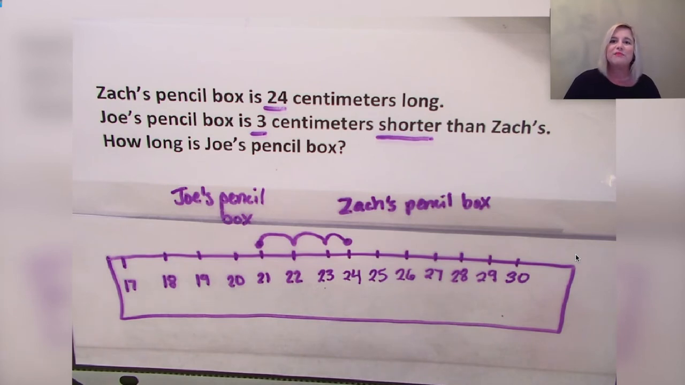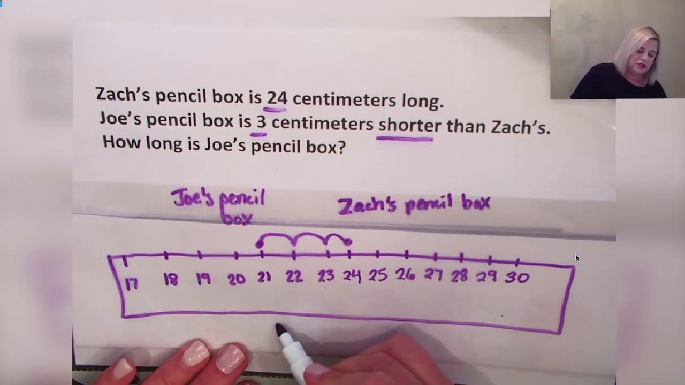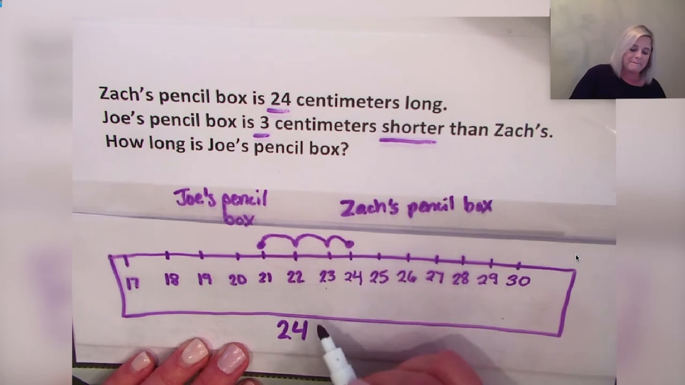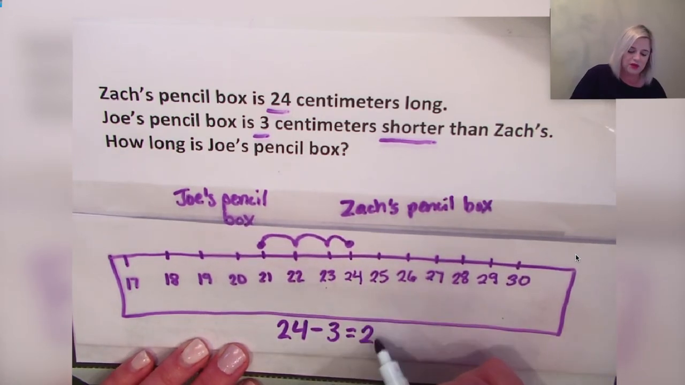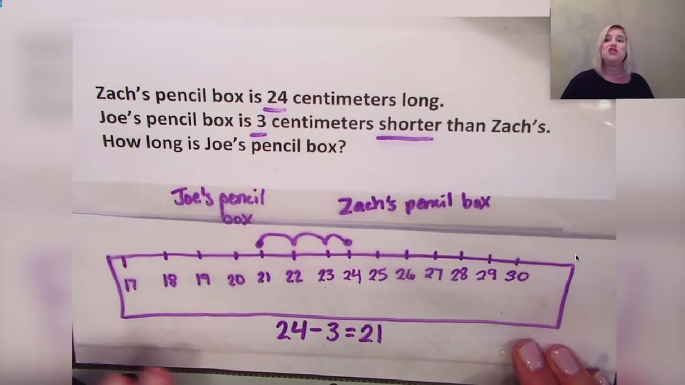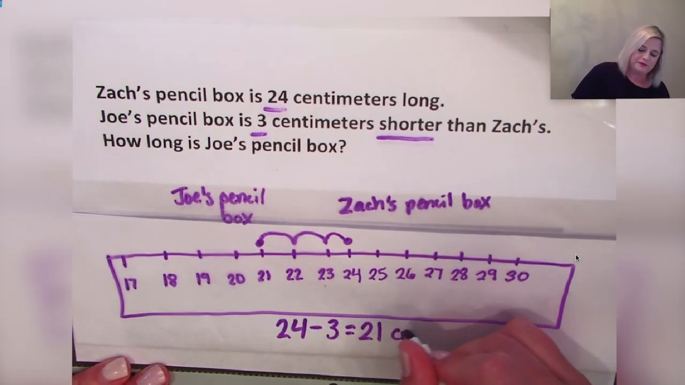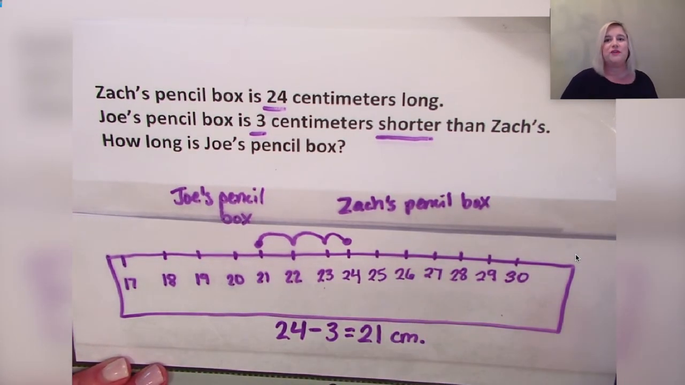Now let's write the model. Let's write the equation for our model. We are going to say 24, because remember that's where we started, minus 3 equals 21. So we know that Joe's pencil box is 21 centimeters long. And I make sure to include the unit.